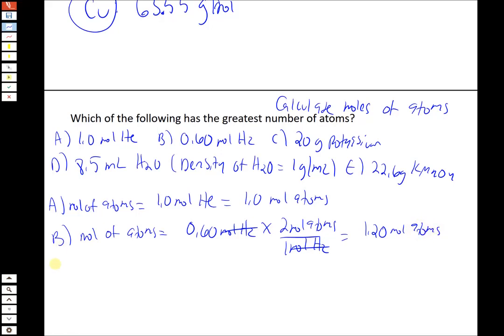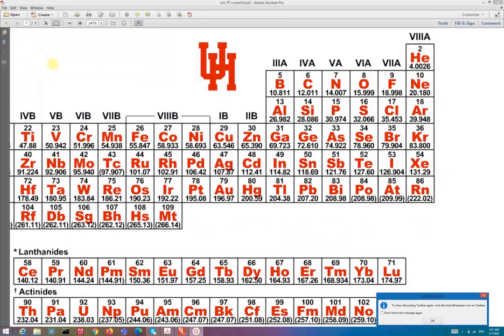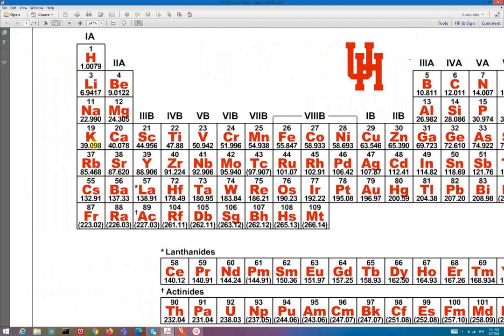For choice C, we have 20 grams of potassium. Potassium is an element with formula K, so any element that's not specified as being diatomic like H2 or polyatomic like P4S8 is just going to be made up of atoms. So if we have 20 grams of potassium, looking for moles of atoms in that, we go to the periodic table to find the atomic mass of potassium, which is 39. Pretty close to 40 if we want to round it. We'll be more exact than that.